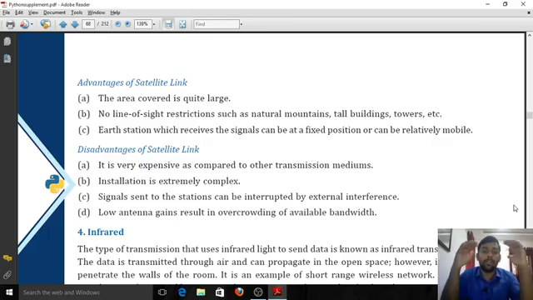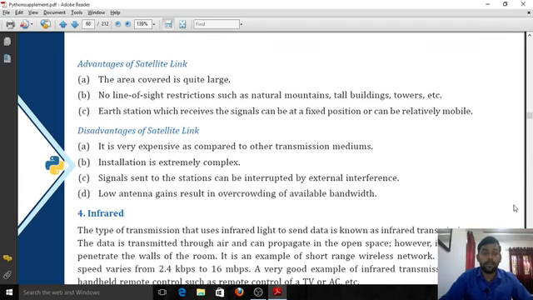Low Earth orbit mainly covers a small area, somewhat like a state, like Kerala, Tamil Nadu, or a group of states. MEO covers maybe India. Then the other one, GEO, covers different continents. It offers a vast area.